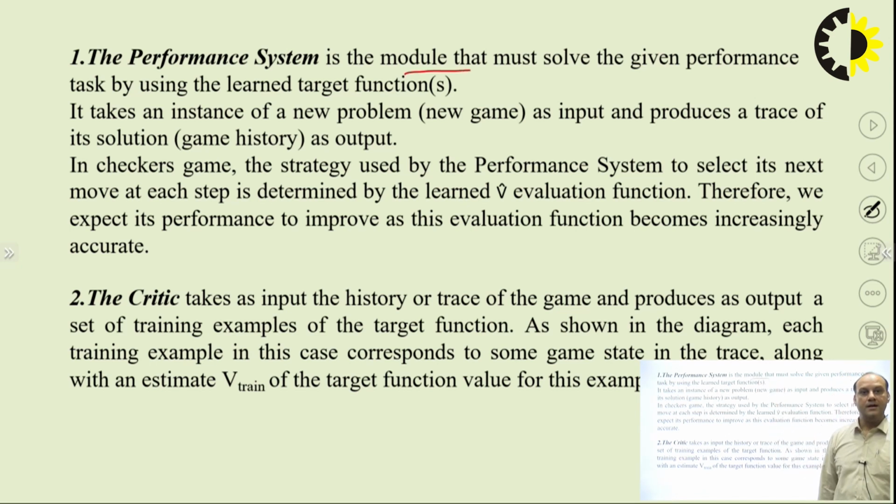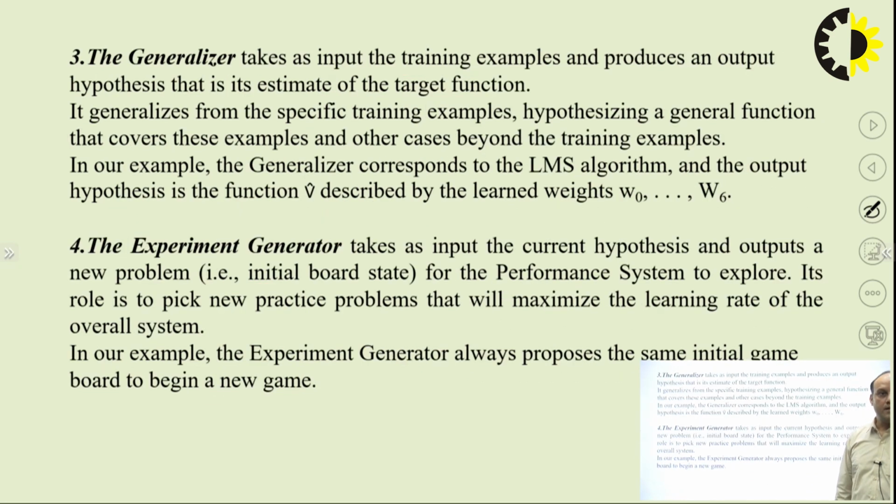The performance system is the first module. Okay students, number 2, a critic will take as input the history or the trace of the game, and it will estimate the V-train of the target function. The third module is the generalizer, which will take the training examples as input and produce as output a hypothesis, its estimate of the target function. And how is it generated? Using that LMS rule, the LMS algorithm, where we adjust the weights.